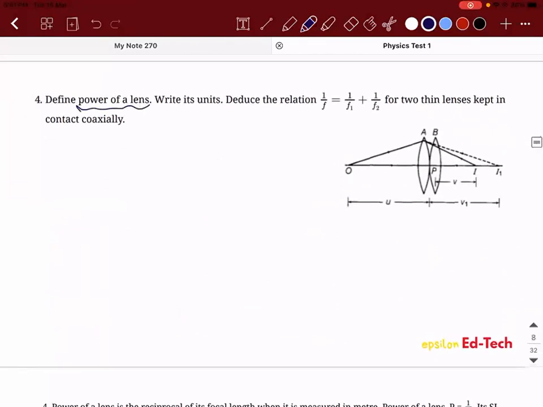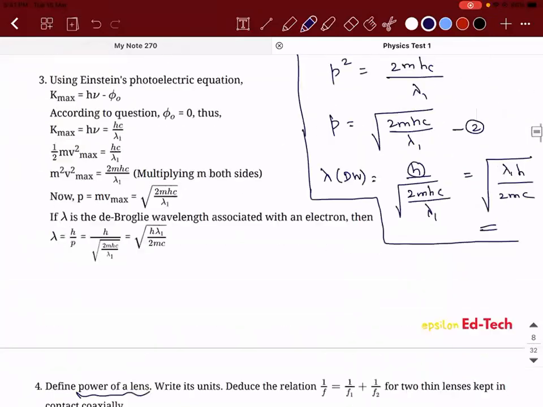Define the power of a lens. So power of a lens is defined as the reciprocal of focal length. You can write this: the reciprocal of the focal length of the given lens is what we call power. Yeah, please tell me.